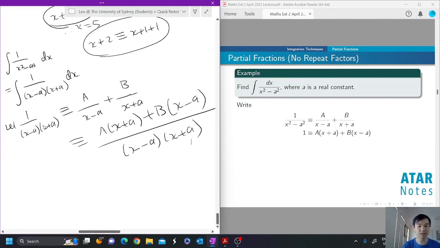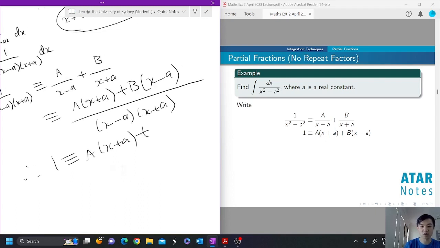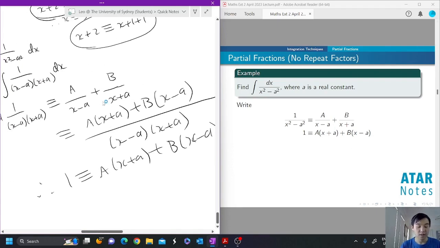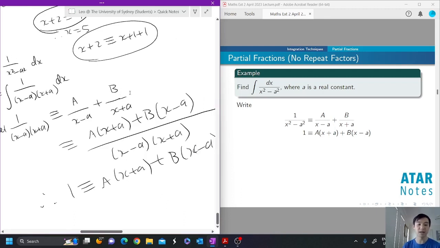And because the denominators are the same as each other, I know the tops have to be the same as well. So I know that 1 must be identically equal to this thing, which is what's written here on the slides, but this is giving you more context behind how we got that result. So we let it be equal to the sum of these two fractions.